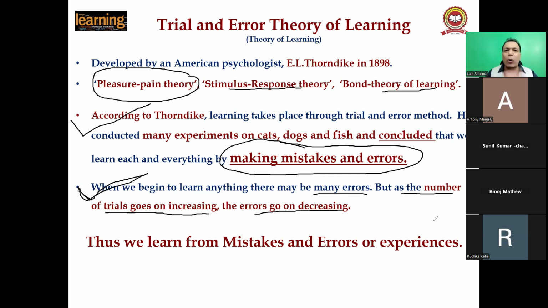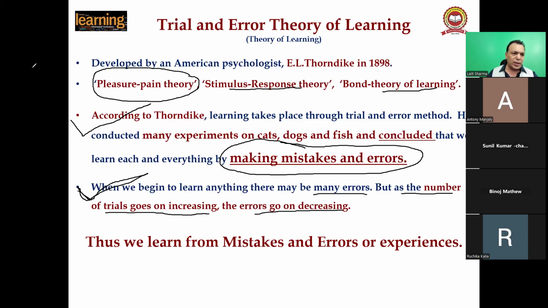Okay, remember, guys, how you have learned the bicycle, motorcycle. When you start learning the cycle, many times you fall down, है ना? Again you start, you will make a lot of mistakes. The same way the student will make a lot of mistakes. When the trials go on increasing, the errors go on decreasing. Thus we learn from mistakes and errors or experiences, as said by Thorndike, right guys?